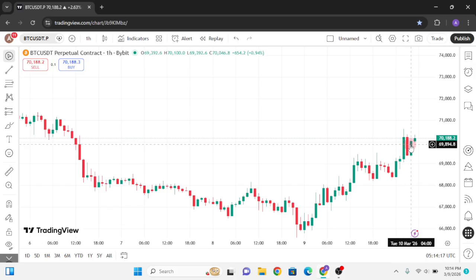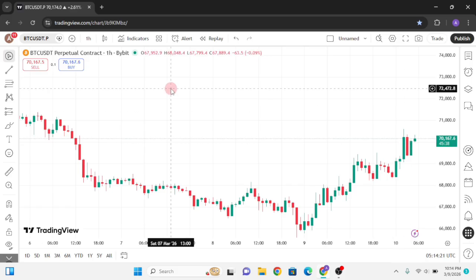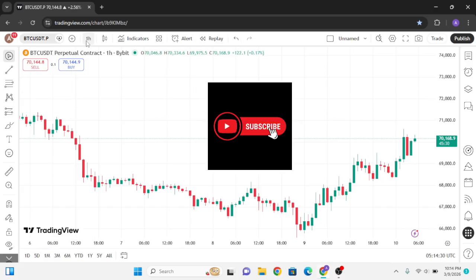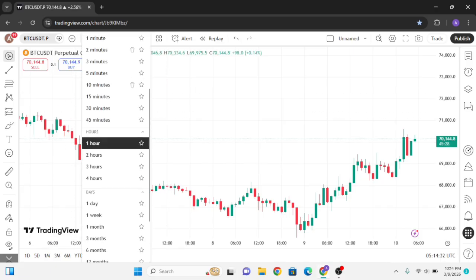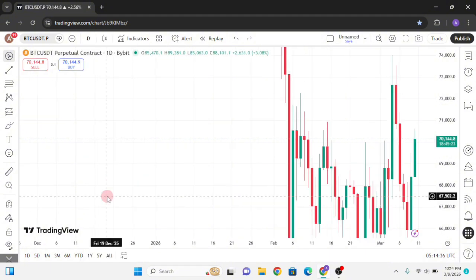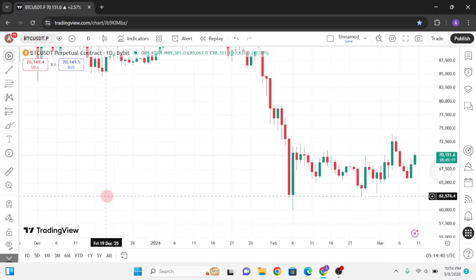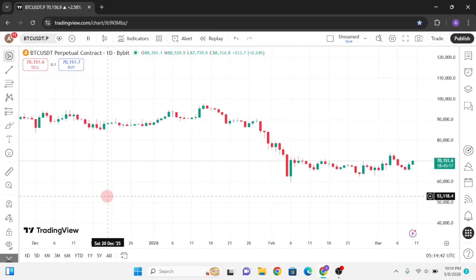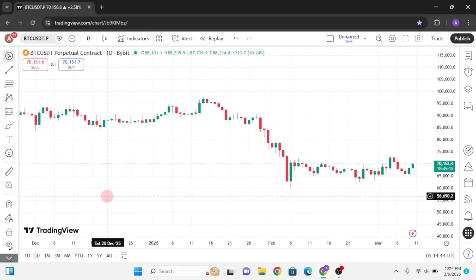Now let me show you the different time frames and why they matter. At this point of the chart, you can see this time frames option. Right now, we are on the daily time frame. This is the daily time frame of Bitcoin at this moment.